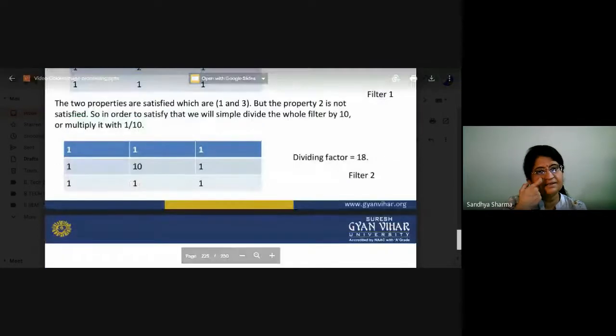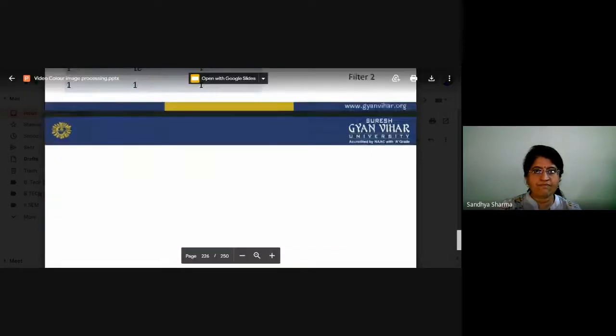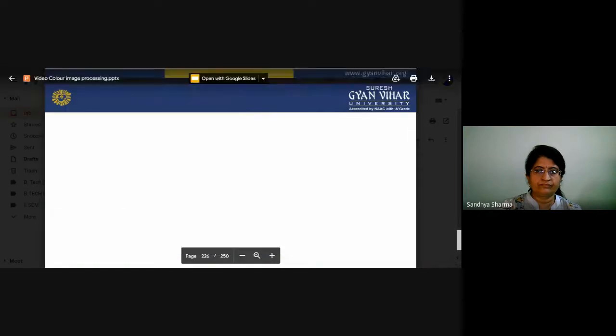In order to satisfy that, we simply divide the whole filter by 10, that is, multiply it by 1 by 10. So that's all the types of filters which we have to use, including the box filter.